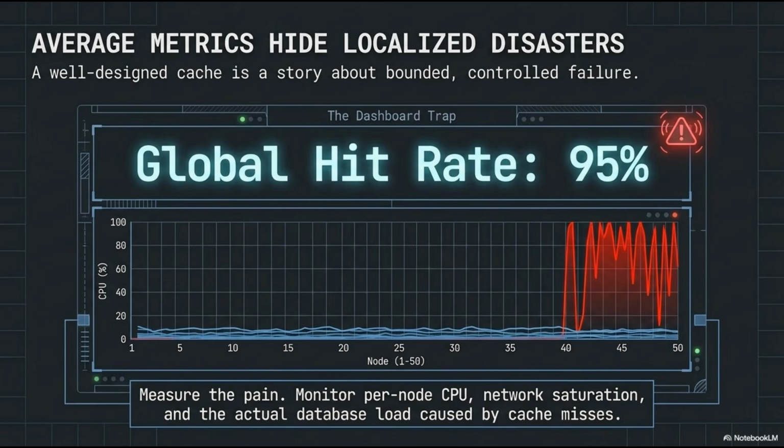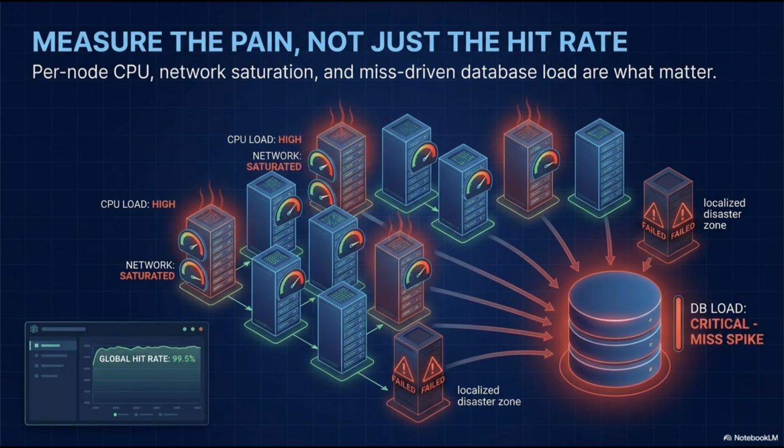Oh, man. Or what if the hit rate is 95% globally, but because of a hot key, one specific physical node is thrashing at 100% CPU, while the rest of the fleet is completely idle? The system is failing, the users are seeing errors, but the dashboard is green. So you have to measure the pain, not just the success. You need per-node CPU utilization, network saturation, and you really need to monitor the actual database load caused specifically by cache misses.